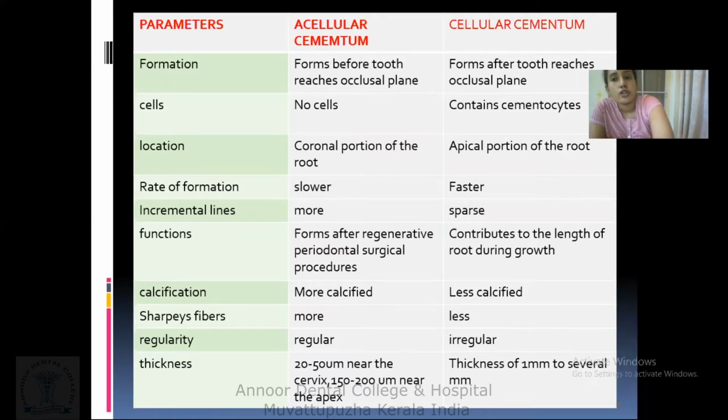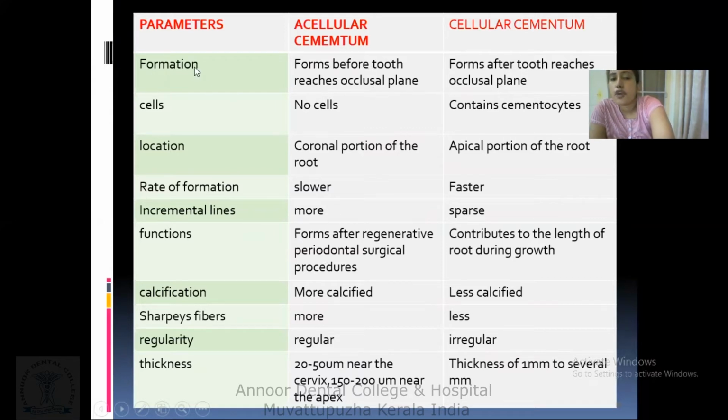Sometimes you can get short notes on this. Okay, so as the name suggests, what does acellular mean? There are no cells, and cellular means it contains cementocytes. That is the first difference.